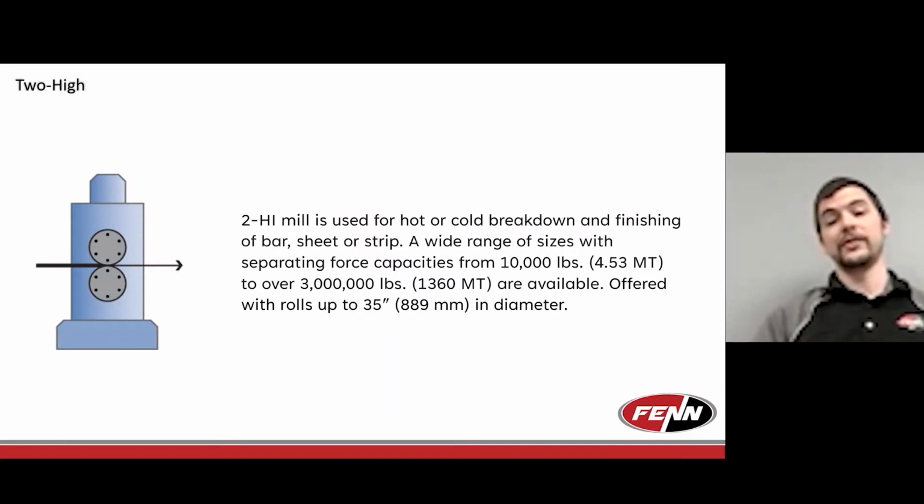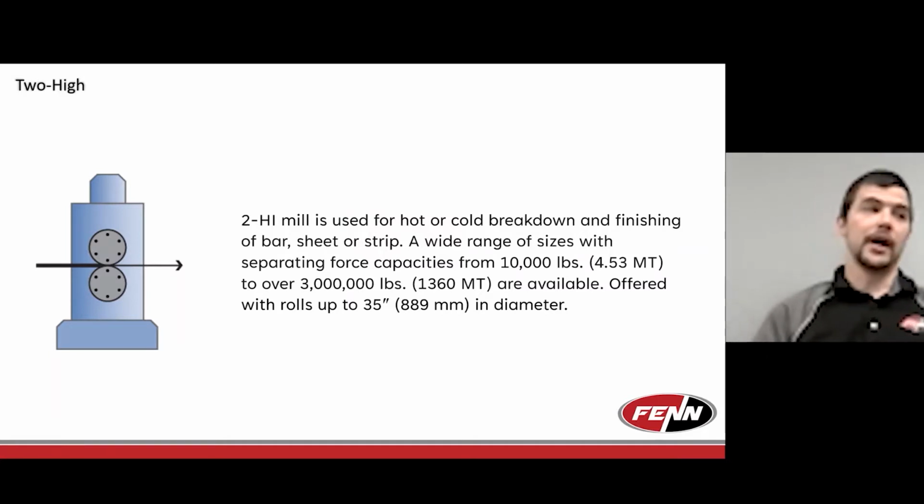When talking about the 2 high mill, we can accommodate, as I said, a variety of sizes, from very small mills that can only do about 10,000 pounds of bearing capacity up to 3 million. On our 2 high mills, our smallest roll diameters are usually about 3.5 inches, and we've gone up to about 35 inches. As mentioned, 2 high mills are probably the most common you see used in the industry because for the most part they're used for taking heavy breakdown reductions, and as long as you're not trying to gauge too thin, they're often used as a finishing mill as well.